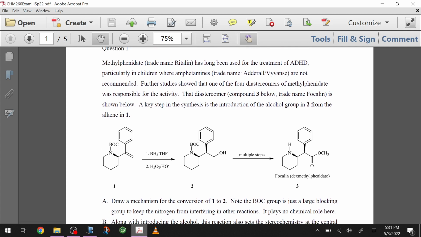Okay, for question one, I thought we'd look at something that's a little bit different than our normal structures. This is Ritalin on the right, or Vocalin, which is a stereoisomer of Ritalin. Generally, this is the one that's used for children because amphetamines are thought to cause both developmental and growth problems.